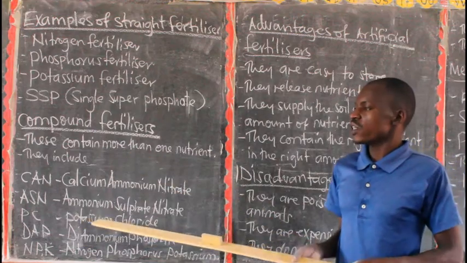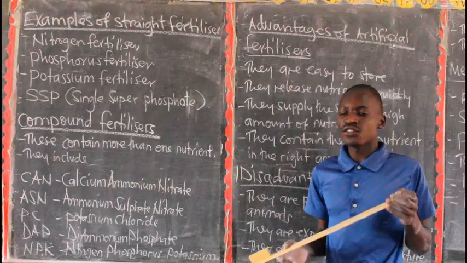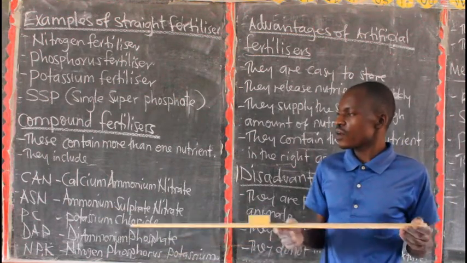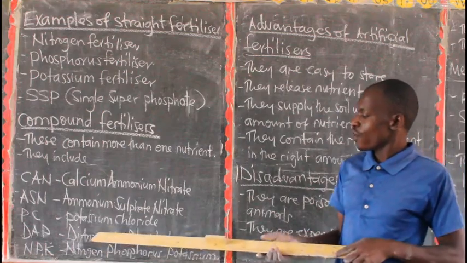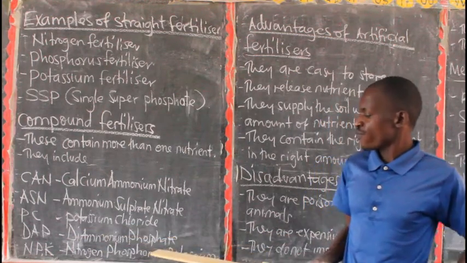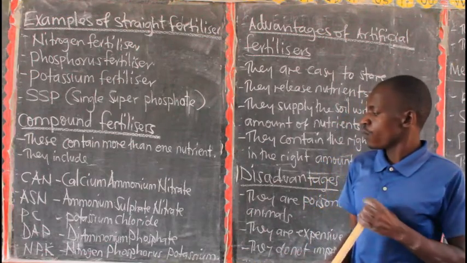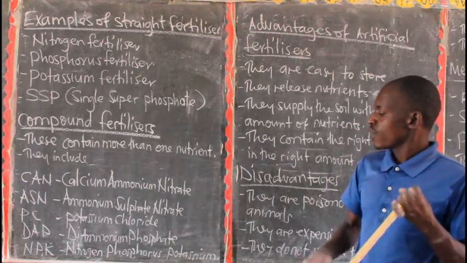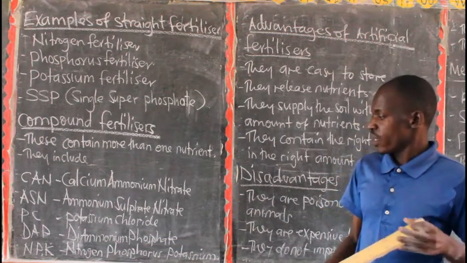Then we have PC. PC stands for potassium chloride. This one provides the soil with potassium and chloride nutrients. DAP. DAP stands for diammonium phosphate. It provides two ammonium and also phosphate in the soil.